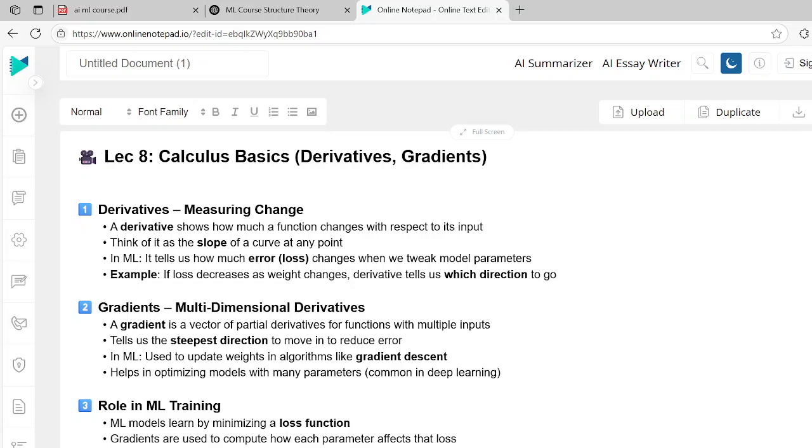In lecture number 8, we will be learning about calculus basics, which are derivatives and gradients. Alright, let's begin.